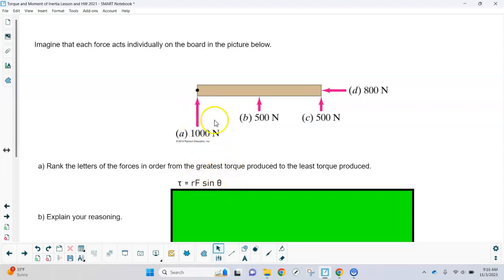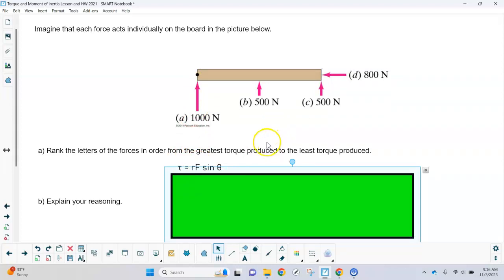So if we just go through them, if we look at A, it's 1,000 newtons for the force. This force is at 90 degrees, but the lever arm is nothing. So if you have 0 for your lever arm, you're going to get 0 torque. So that's not going to produce any torque. It's like pushing at the hinge. You can't open the door if you just push at the hinge.